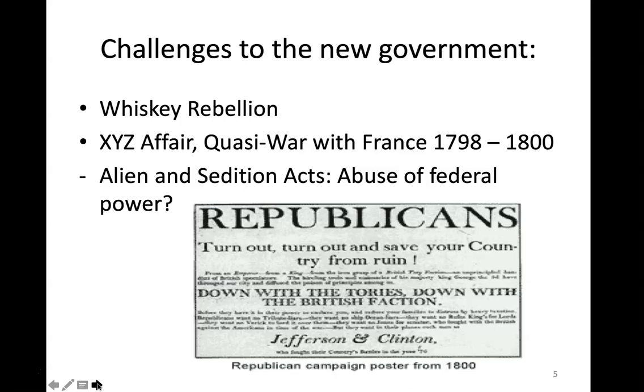Now, the next thing we need to discuss, which is a challenge again to the new federalist led government, is something called a quasi war with France. It's called quasi because we never declared war. Quasi means resembling, right? So it resembles a war, but it is an actual war. It was fought mostly in the high seas against France between 1798 and 1800.